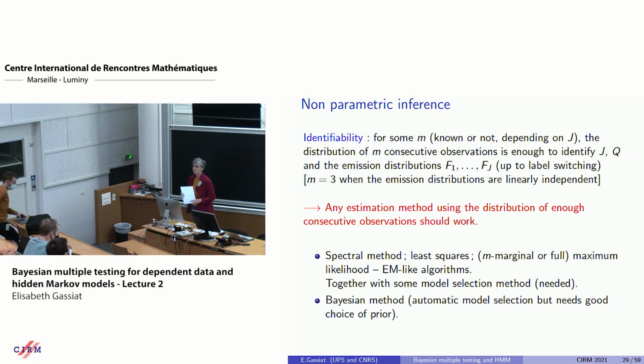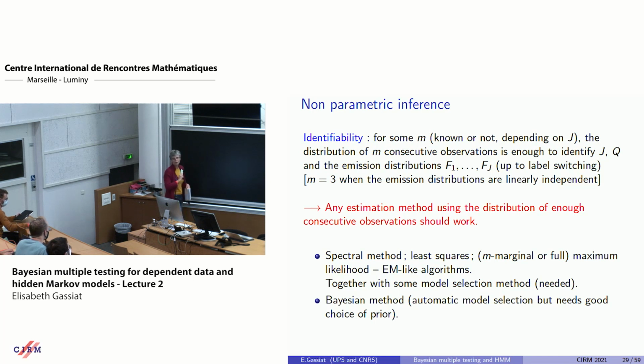Just to recall where we stopped on Tuesday afternoon, we've seen that if you use enough consecutive observations, then the model is identifiable. And then if you use them in your estimation method, then any estimation method should work to reconstruct all parameters of your hidden Markov model. And how does it work? So let me now recall things about non-parametric estimation.